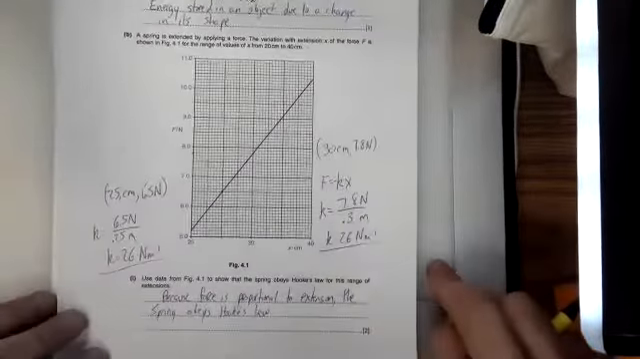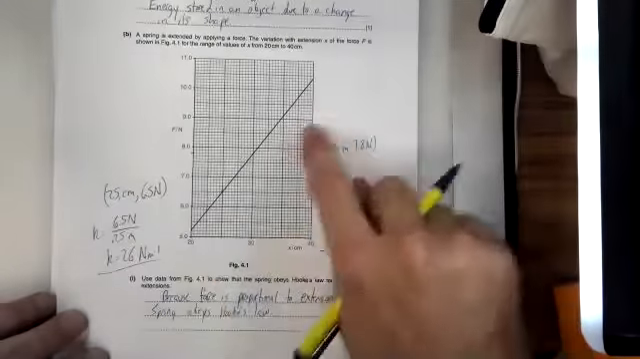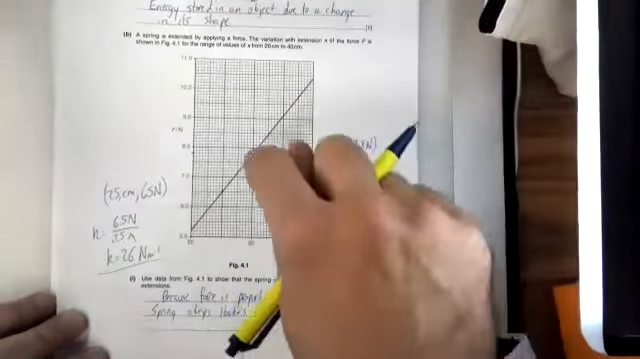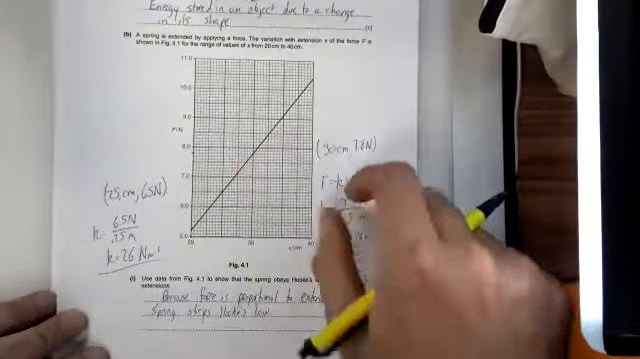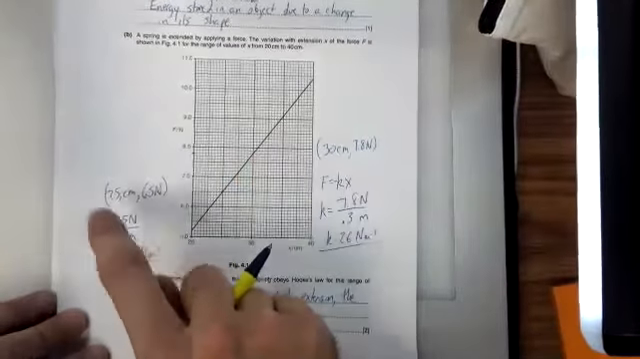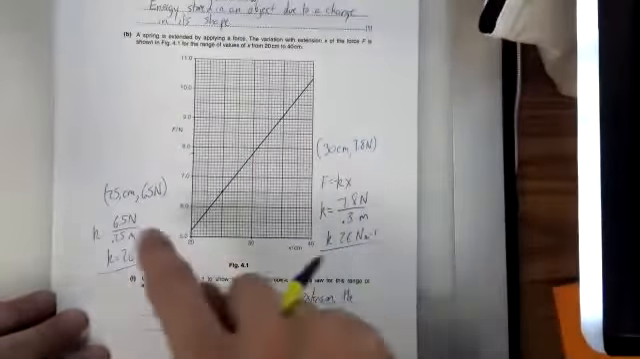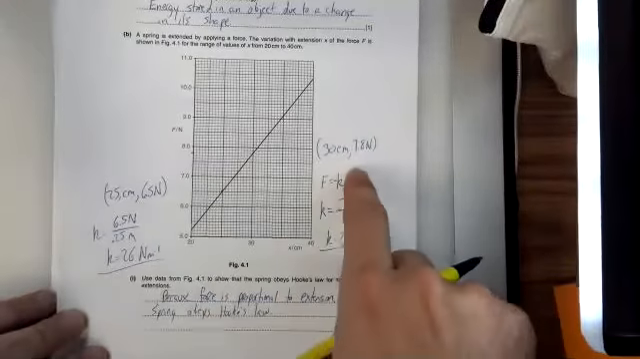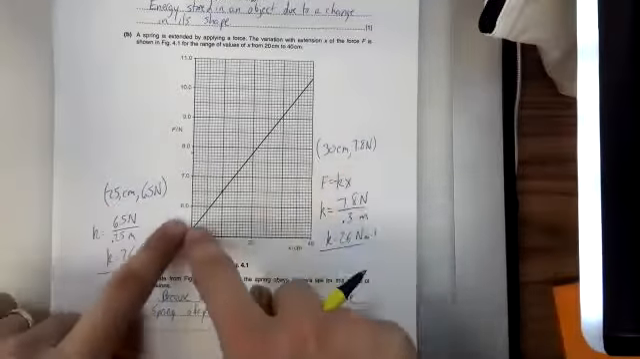Well, we already did it. It's the slope of this line. So what I did was I took a single data point and I calculated K using that data point. Then I chose another data point and I calculated K again, and I got the same value. But could I use these data points to actually find the slope of this line?